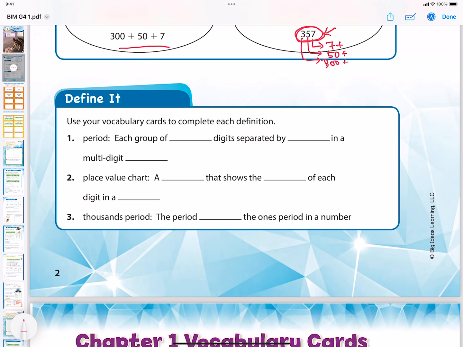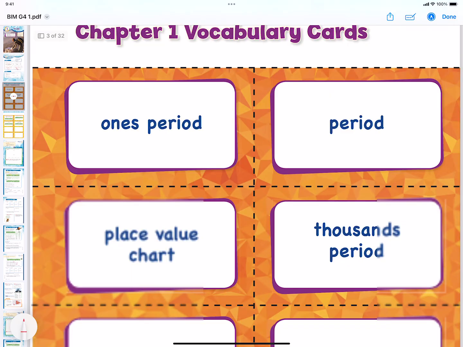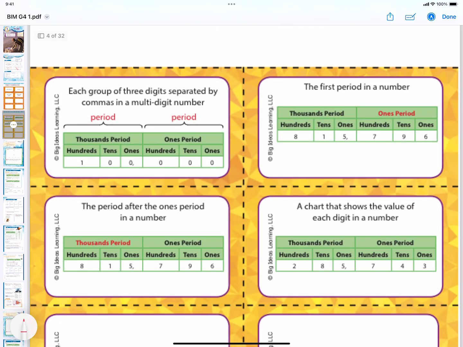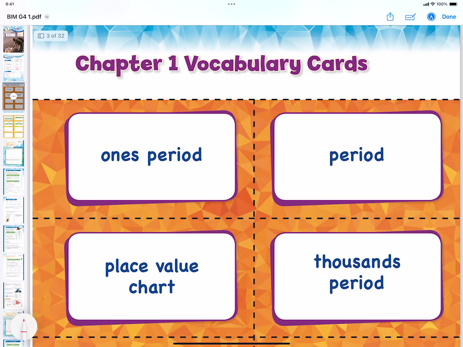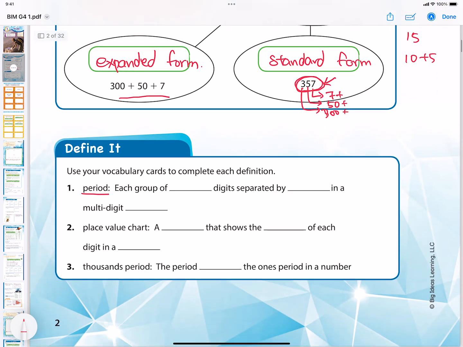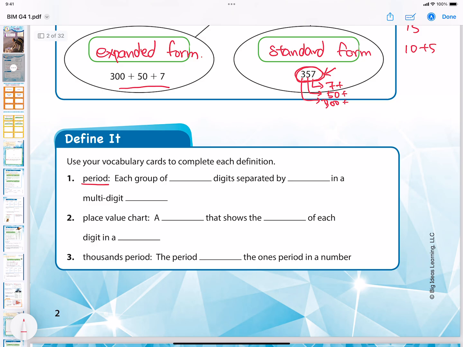Okay, so let's do it with your vocabulary cards. You can use them. How can you define period? That's the question, and the answer is behind here. When you take a look at the back, it tells you all the definitions of these vocabulary words. So each group has what? Each group of 3 digits, separated by what? Commas, in a multi-digit number.